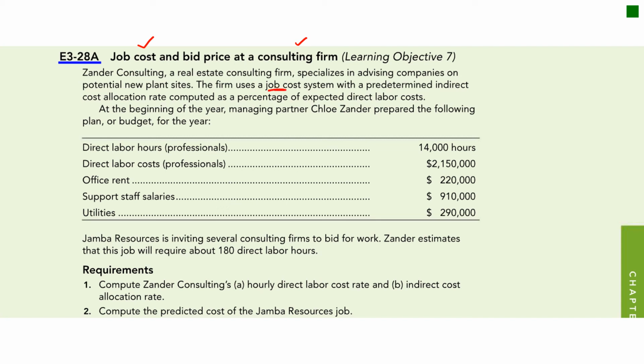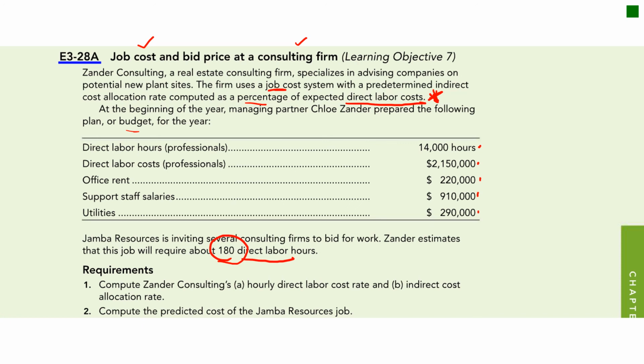They use job order or job costing with a predetermined indirect cost allocation rate computed as a percentage of expected direct labor cost. Guys, this is the base right there. They tell you that right there. At the beginning of the year, they prepare the following plan or budget. So all this stuff is estimates right here. So we've got professional hours, we've got our direct labor cost, office rent, salaries, and utilities. It says Jamba Resources is inviting several consulting firms to bid for work. Xander estimates that this job will require 100 direct labor hours. Okay, so that's the basic setup.